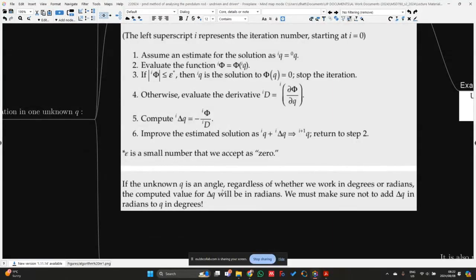If the unknown q is an angle, regardless of whether we work in degrees or radians, the computed value for delta q will be in radians. And we must make sure not to add delta q in radians to q in degrees.